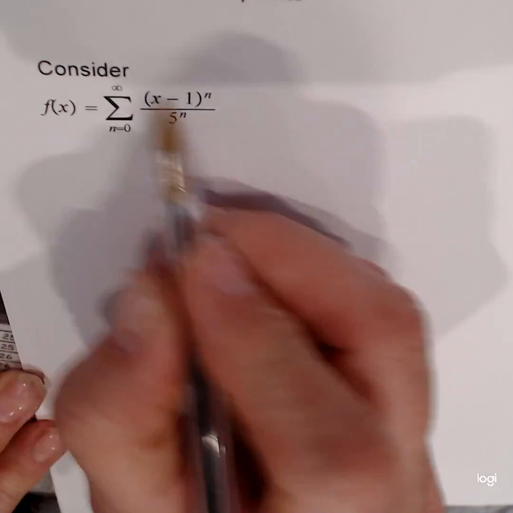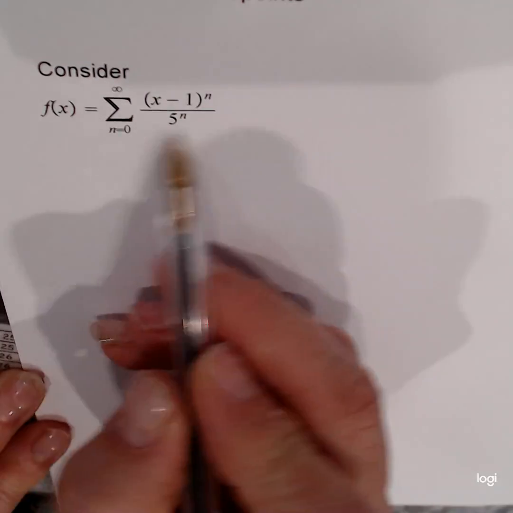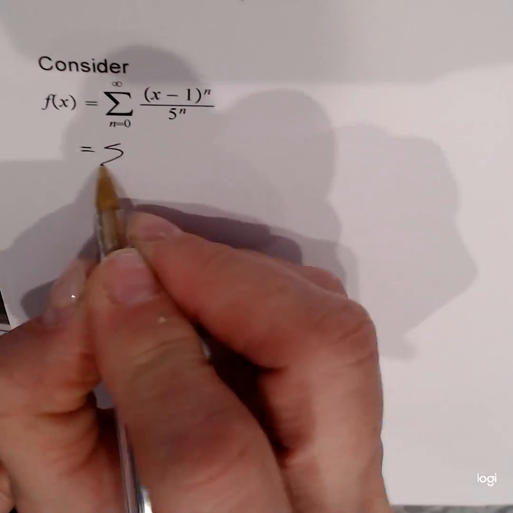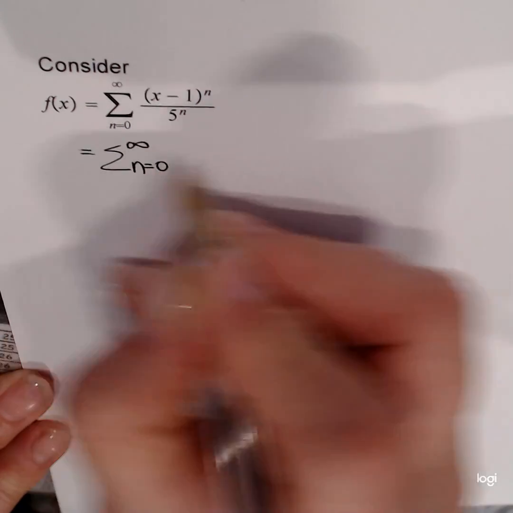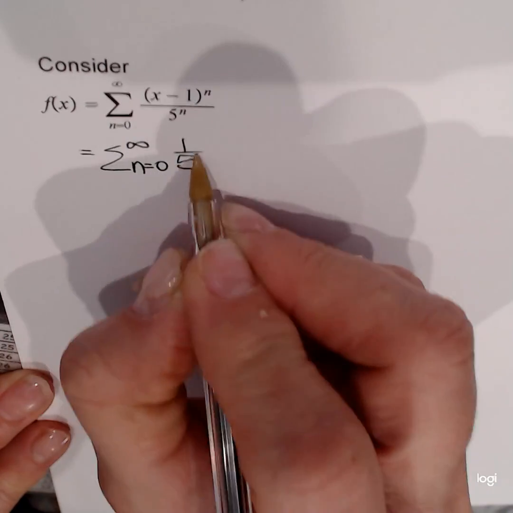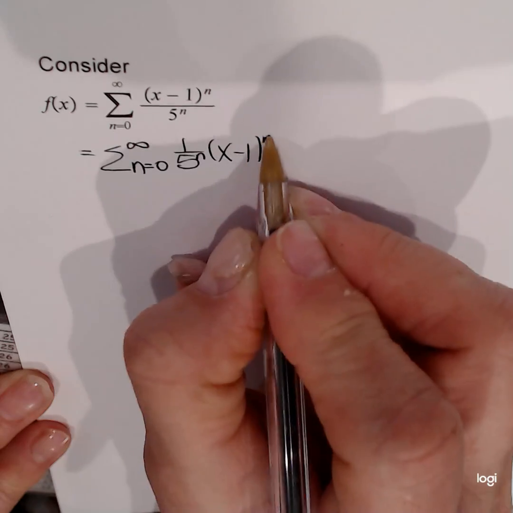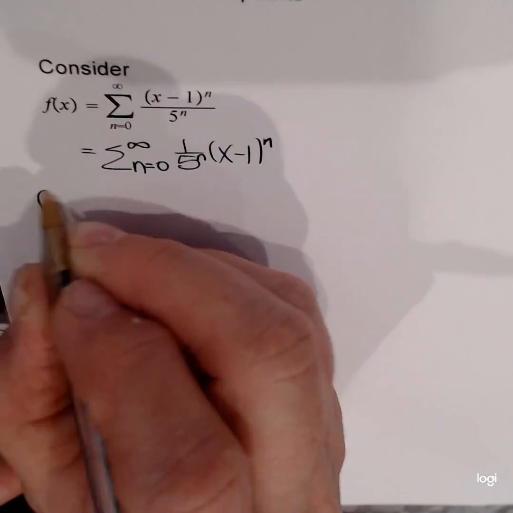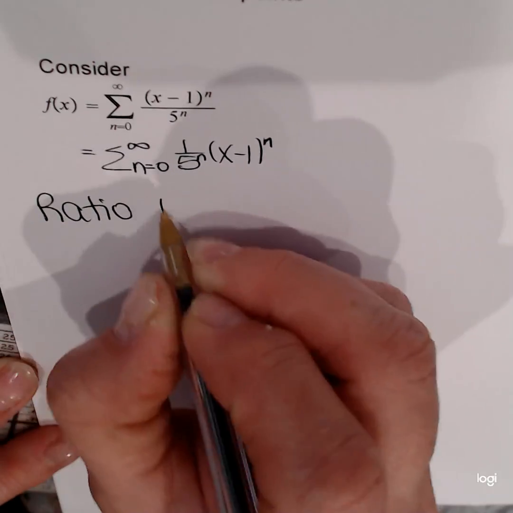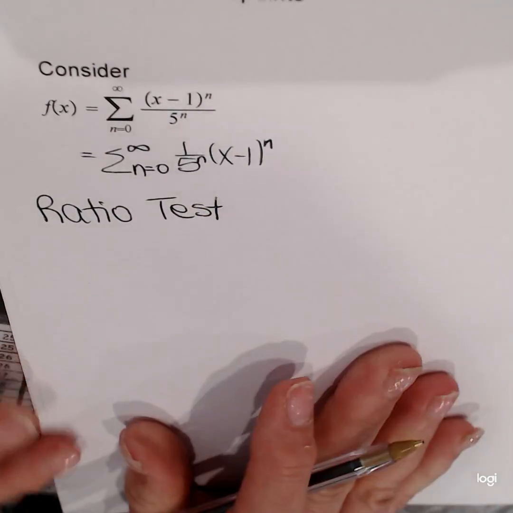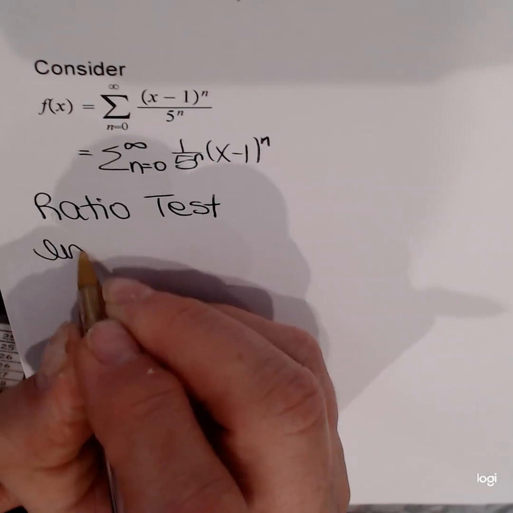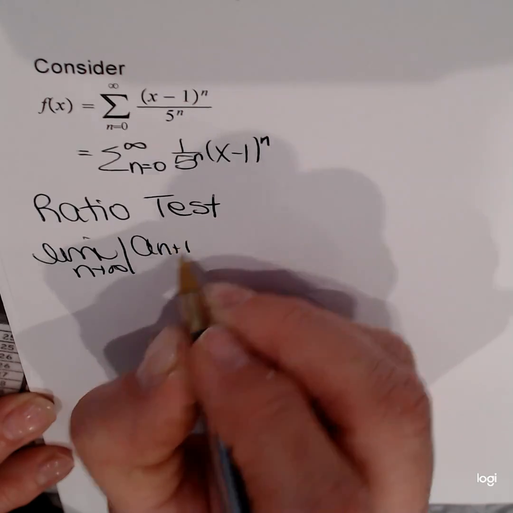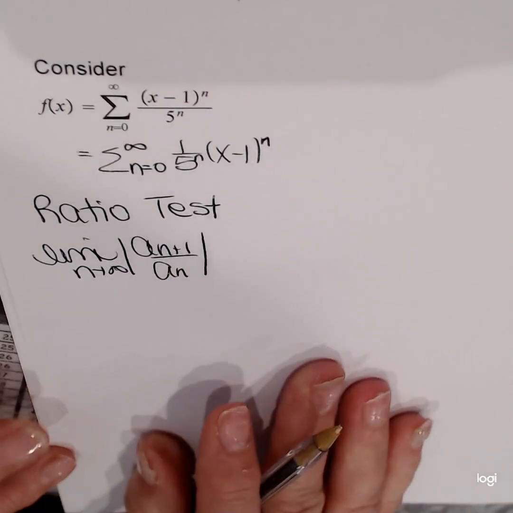If we're trying to determine the values for which, for example, this power series converges, you might want to rewrite this as the sum as n goes from 0 to infinity of 1 over 5 to the n times x minus 1 to the n, just to make it a little bit easier to see. But either way, we're going to start by using the ratio test. For the ratio test, we need to look at the limit as n approaches infinity of the absolute value of the a sub n plus 1 term over the a sub n term.